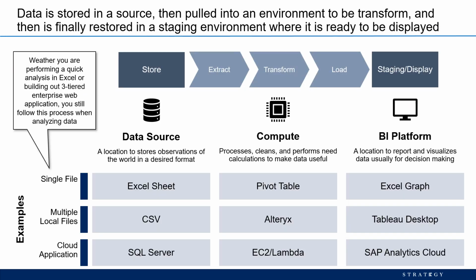If you ever perform any type of analysis on data, you will go through this process. You'll first start off by storing your data somewhere. Then you will perform the necessary calculations or transformations and cleaning on the data. And then finally, you will display the data in some type of format. So this process is also known as the ETL process, which stands for extract, transform, and load. You extract your data from some kind of storage area. Then you are going to transform your data, and then you're going to load it into some kind of staging and displaying environment.